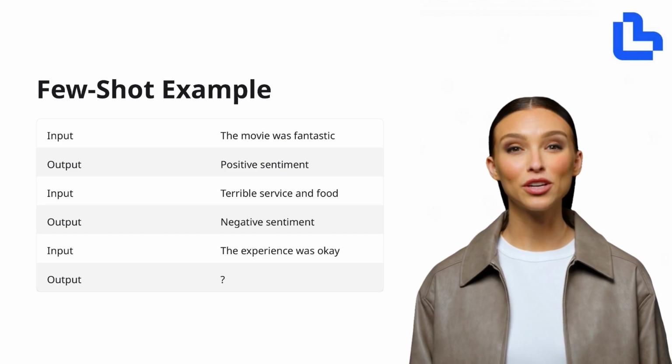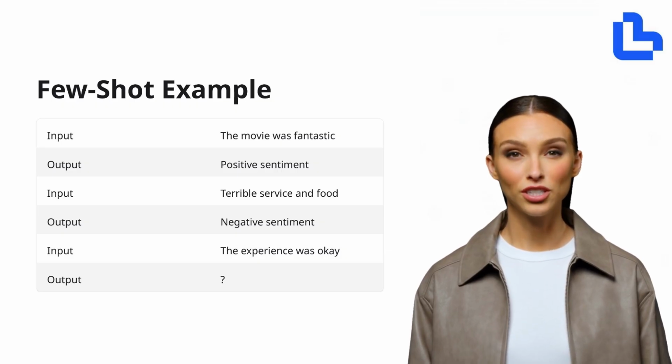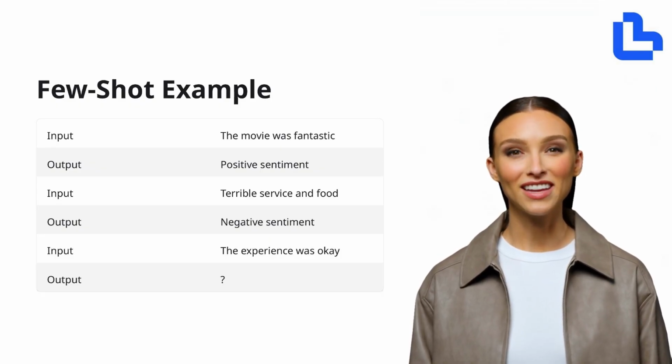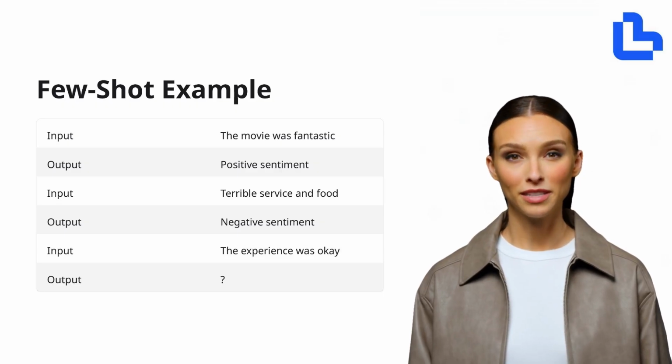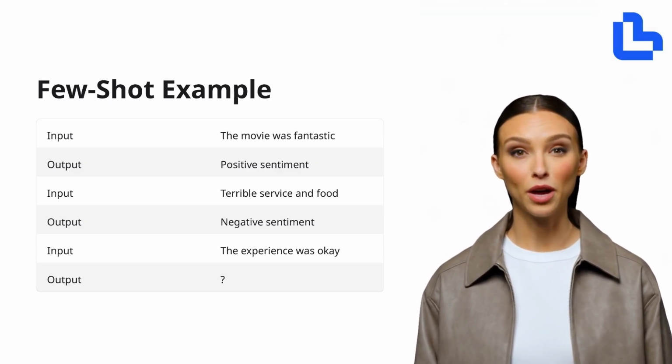This technique is incredibly useful when you want the AI to mimic a specific format or logic. It's also a great way to reduce ambiguity and improve consistency, especially for classification tasks, structured outputs, or stylistic mimicry. Few-shot prompting gives you more control, better precision, and a clearer path to the output you want. It's like giving the AI a mini training session right inside the prompt.